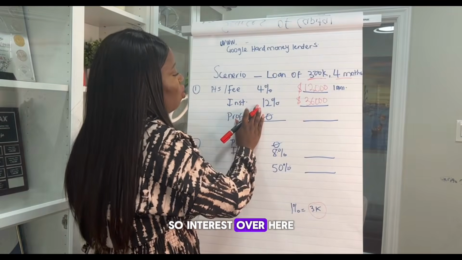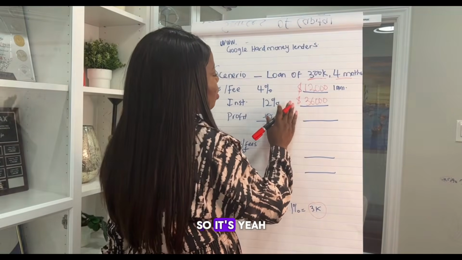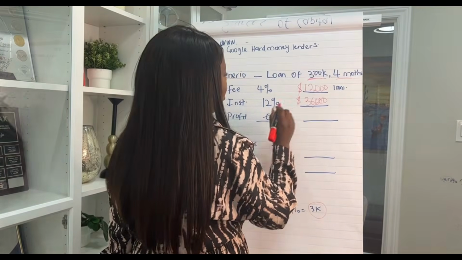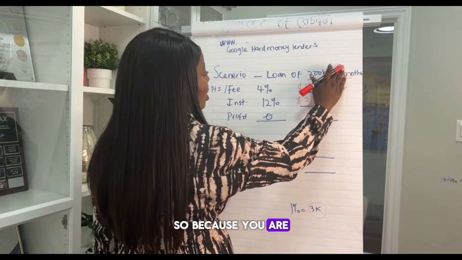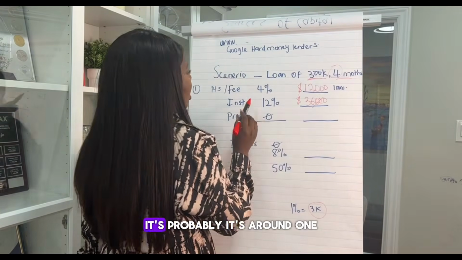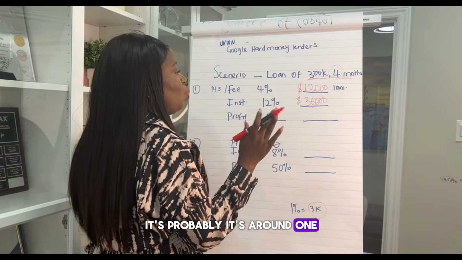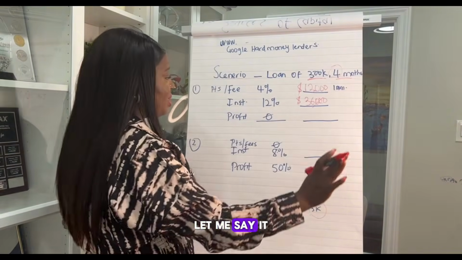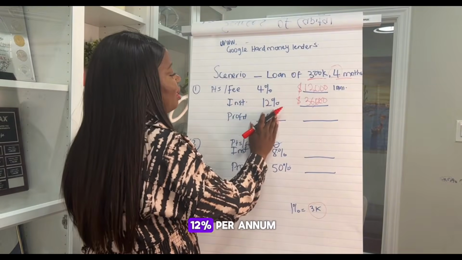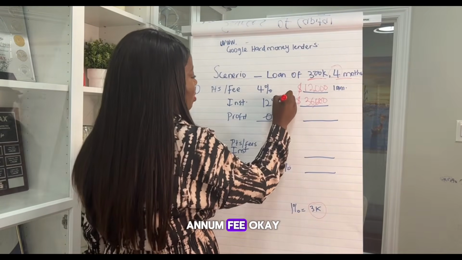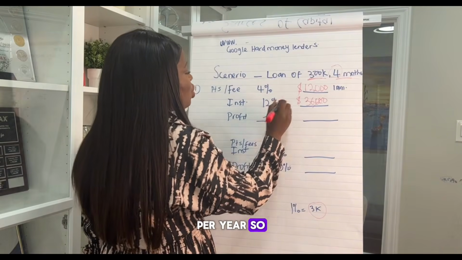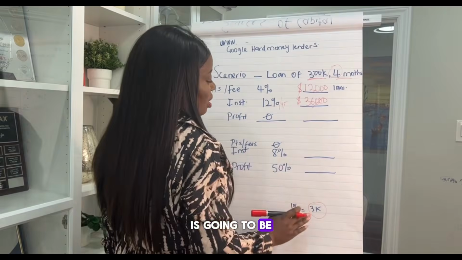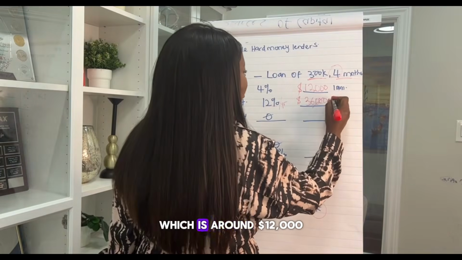So interest over here, we have to divide it. So this is actually wrong. Because you are just borrowing for 4 months, not 12 months, it's around $3,000 for 1 month. Does that make sense? Let me say it again. Interest is 12% per annum, the per year fee. So for us to get how much we're going to pay for 4 months, it's going to be 3,000 multiplied by 4, which is around $12,000.